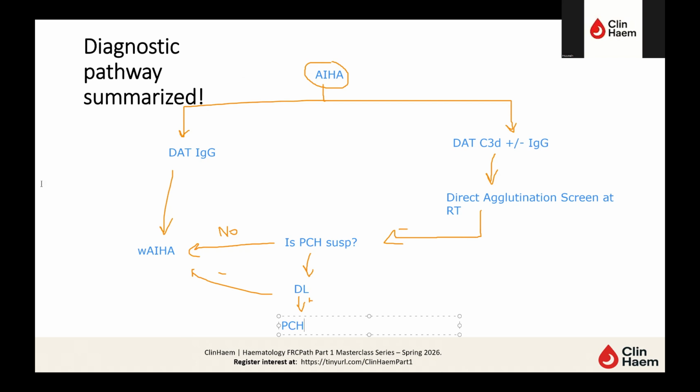If the direct agglutination screen is positive, suggesting that there might be cold agglutinins present, now what you want to do is a titer, with the principle that I explained previously. And if the titers are low, this means that this is most likely just those insignificant cold agglutinins. So you go along this pathway again: PCH suspected, no; AIHA suspected, go there.